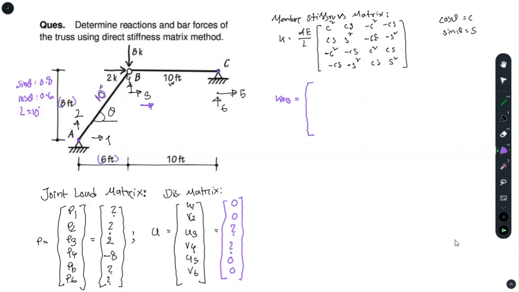So for C, you just square 0.6, so you'll get 0.36, and your length is 10 feet. So if you divide that, you'll get 0.036. So your first entry will be 0.036. Similarly, you will find all the entries, and it would be 0.048. Right, follow me. And it would be the negative signed value of the first entry, so it would be minus 0.036, and it would be minus 0.048.